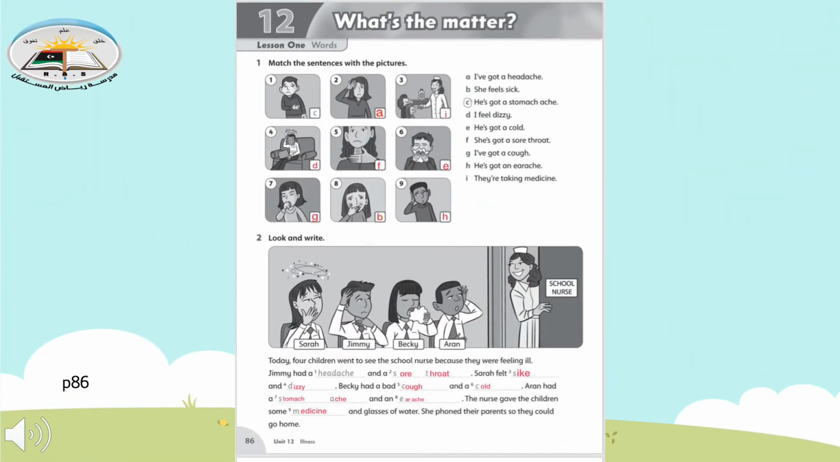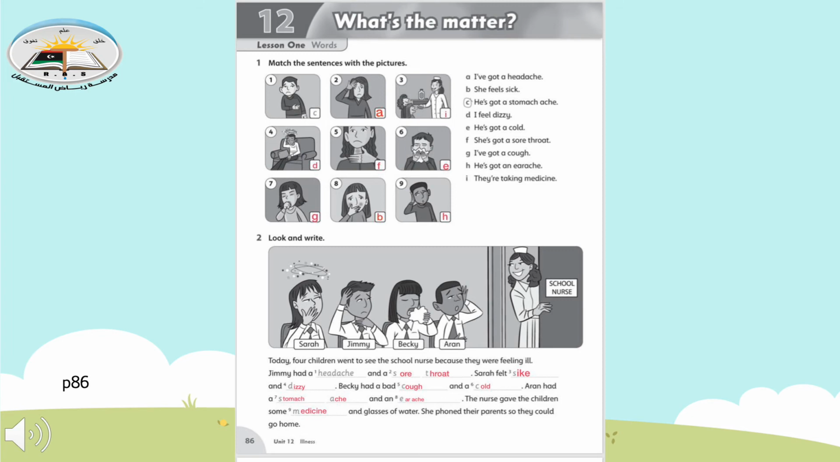رياض المستقبل School English Course Grade 4 Workbook Page 86. This is the beginning of Unit 12. What's the matter? Lesson 1 Words. So the questions we're going to answer are related to Lesson 1 words in the class book.